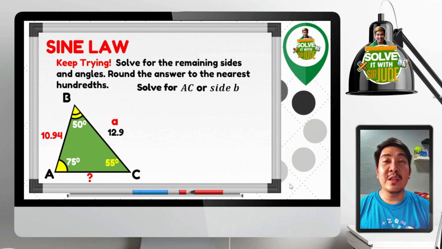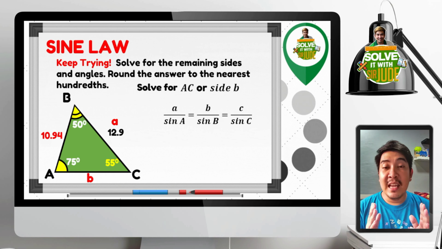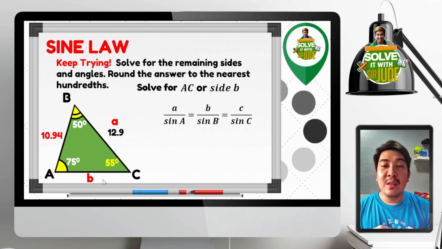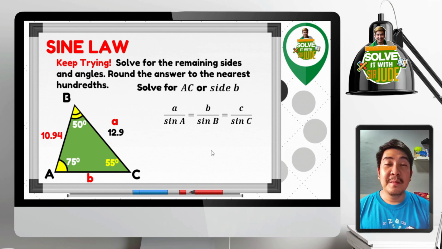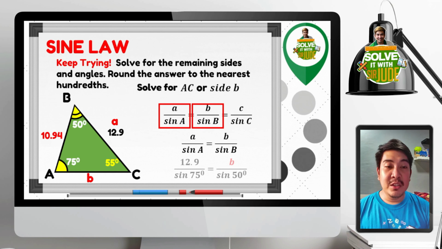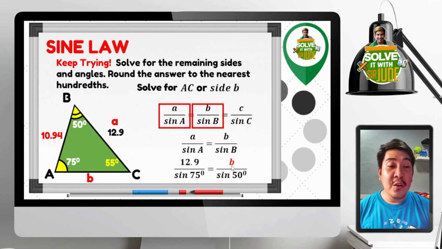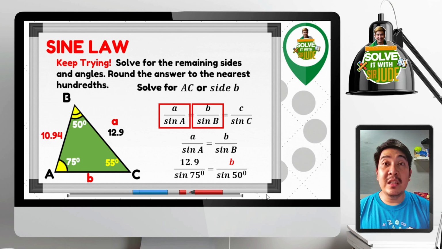So let us now proceed in solving for the length of AC. So AC is simply side B. Again, using our sine law formula, let us now relate. So alin dyan yung mga ratio na gagamitin natin? Again, we are given side A and we are to find side B. So alin sa mga ratios ang merong A and B as their opposite sides? So we have these two. Let us equate. So we have A over sine A is equal to B over sine B. Then, let us substitute the given information. So A is 12.9 over sine A, angle A is 75 degrees, is equal to B, so B pa rin siya since we are to get the value of B, over sine B. So angle B here is 50 degrees.